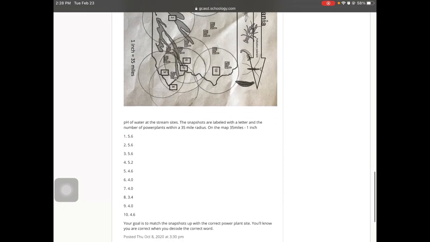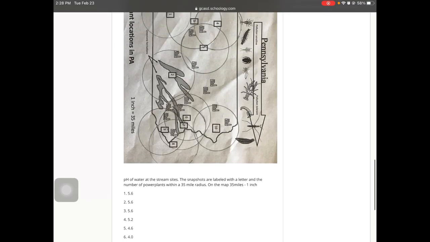What I'm going to do is take a look at the pH values for each site. That's going to help me figure out what kind of wildlife I would expect. If it's a lower pH, I'm going to expect less wildlife and only pollution tolerant. If the pH is closer to 7 and the stream is in pretty good condition, I'll expect to see abundant wildlife and more pollution sensitive.